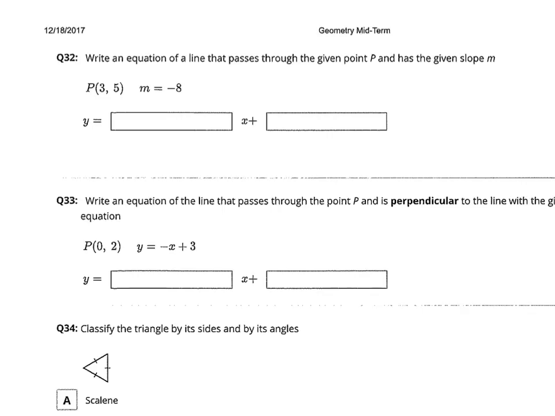Number 32 is the exact same thing. Again, this is an x and a y. Plug them into y equals mx plus b. You've already got this. Okay, you need to plug all those in and solve for b.